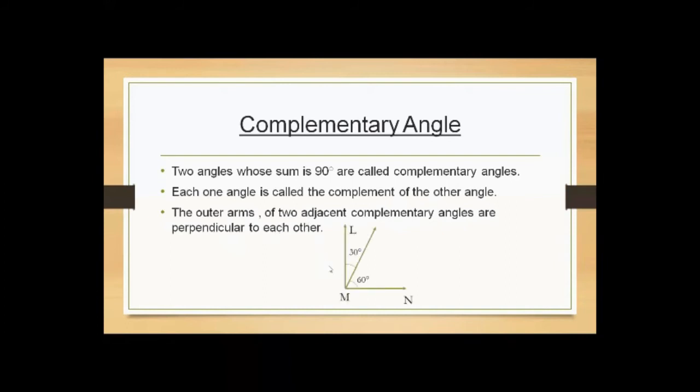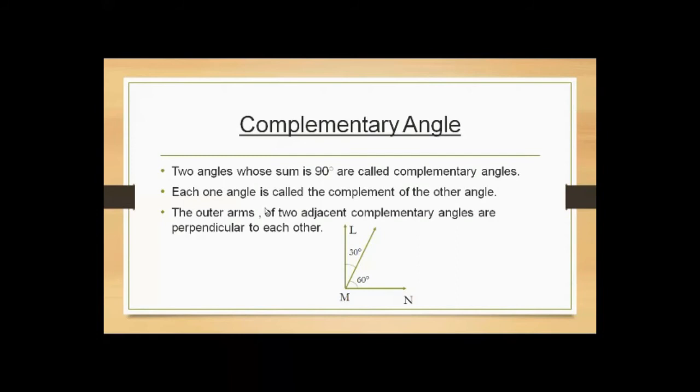There is a diagram. You see, students, here we have two angles. The first angle is MN, which is 60 degrees. The second angle is 30 degrees. The sum of 30 and 60 makes 90 degrees. So these two angles are complementary angles because their sum is equal to 90 degrees.